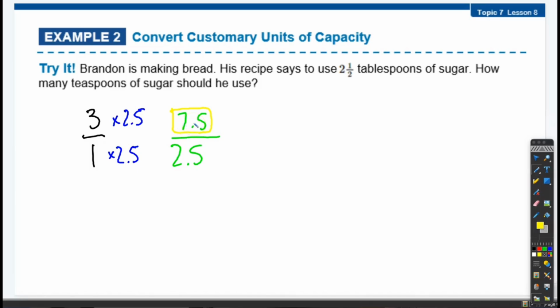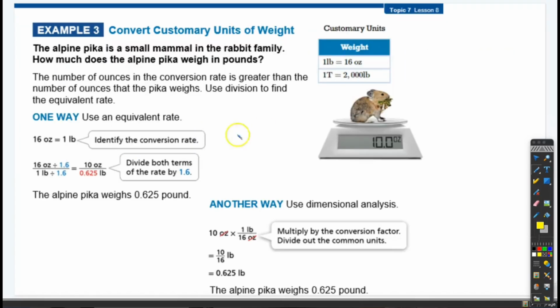And now we're done with example 2. Let's move on to example 3. Convert customary units of weight. The Alpine Pika is a small mammal in the rabbit family. How much does the Alpine Pika weigh in pounds? Well, we've got our little scale right here. We've got weight. 1 pound equals 16 ounces. 1 T, standing for ton, equals 2,000 pounds.